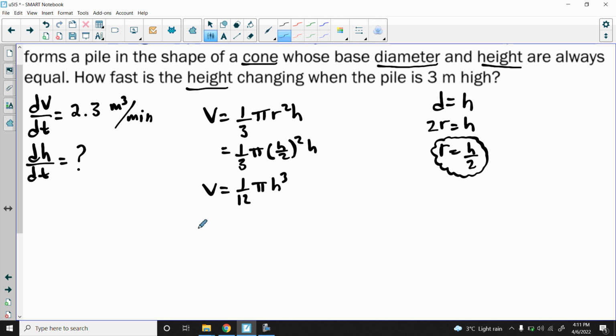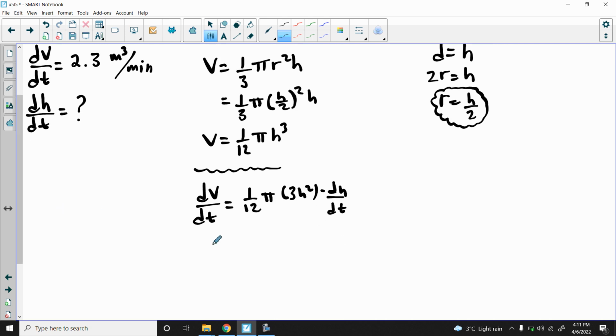All right, so now it's derivative time. So I go ahead and take the derivative again of this. You've done this already before. So it becomes 1 over 12 pi, 3h squared times dh over dt. And then we can simplify this a little bit. dV over dt equals 1 over 12. Oh, sorry, 1 over 4, because you combine the 3 and the 12 to make 3 over 12, and that becomes 1 over 4. So 1 over 4 pi h squared times dh over dt.